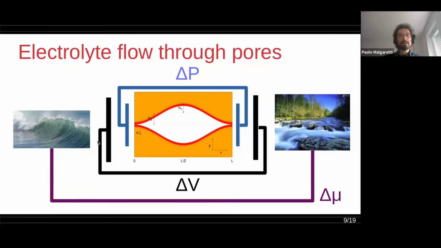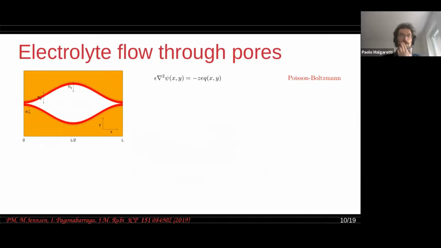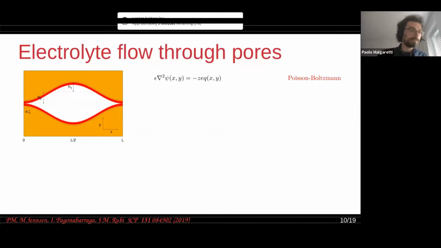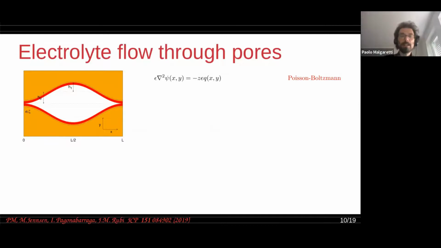We can apply different forces. We can look at what happens if you apply a pressure drop, an electrostatic potential drop, or a chemical potential drop, as happens in blue energy devices. And how do we proceed? Pretty much as I showed before. We integrate along the transverse direction, and we apply this long wavelength expansion to all the equations we have to cope with. To be more specific, which equations do we look at? We have the Poisson-Boltzmann equation, which controls the charge distribution and the onset of the electrostatic potential.